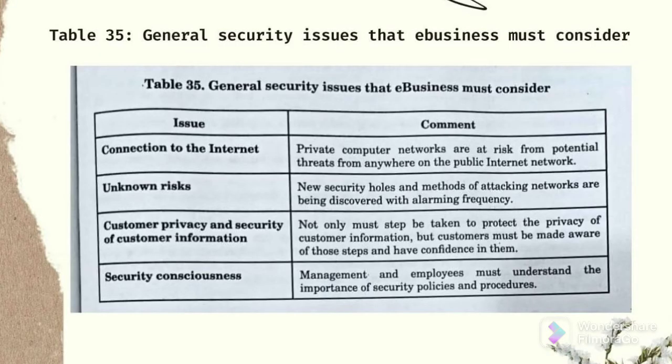In Table 35, the general security issues that e-business must consider. You can see here the issues and their comments about the issues. On the issue of connection to the internet, the comment is that private computer networks are at risk from potential threats from anywhere on the public internet network. On the issue of unknown risks, their comment is that new security holes or methods of attacking networks are being discovered with alarming frequency.